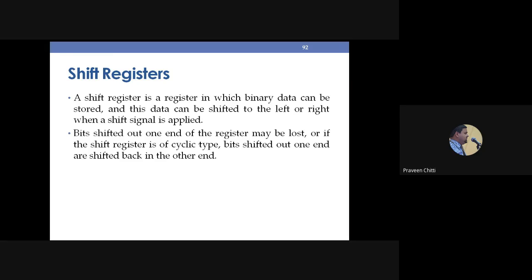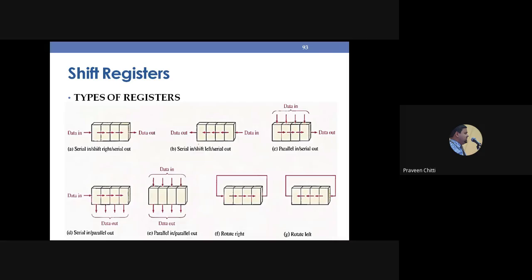Next, shift register, which I have also explained in brief in the previous class. A register that has the capability to shift the bits stored in it either to the right or left, one bit at a time, is called a shift register. The bits can be shifted out from one end of the register and thrown out of the register, or the shifted bit can be added back into the register from the other end. Depending on that, we have different shift registers. So these are the different types of shift registers explained here.